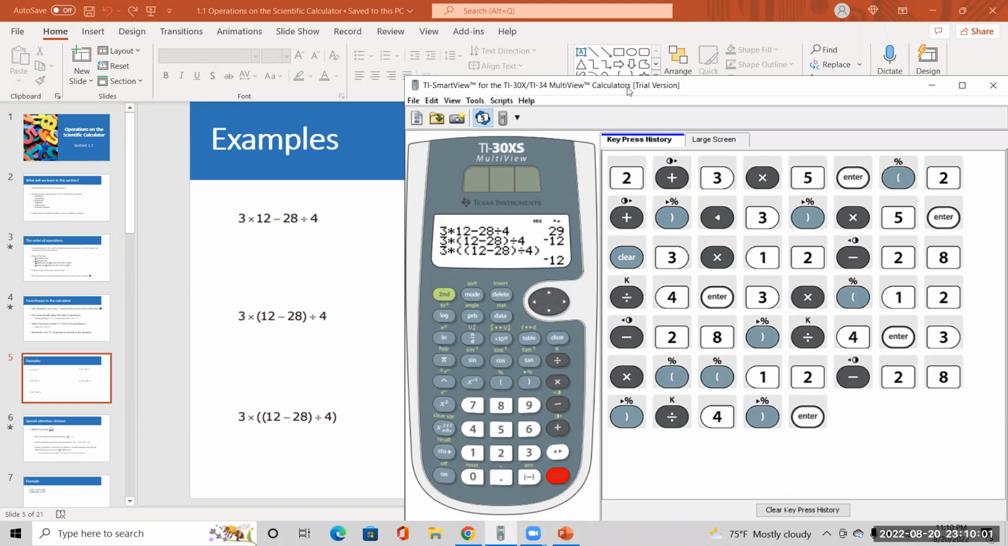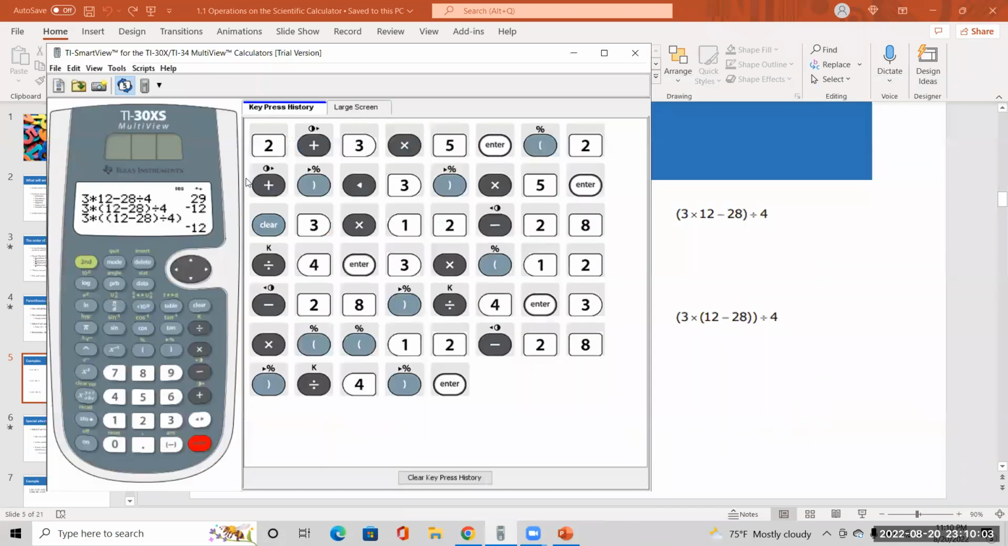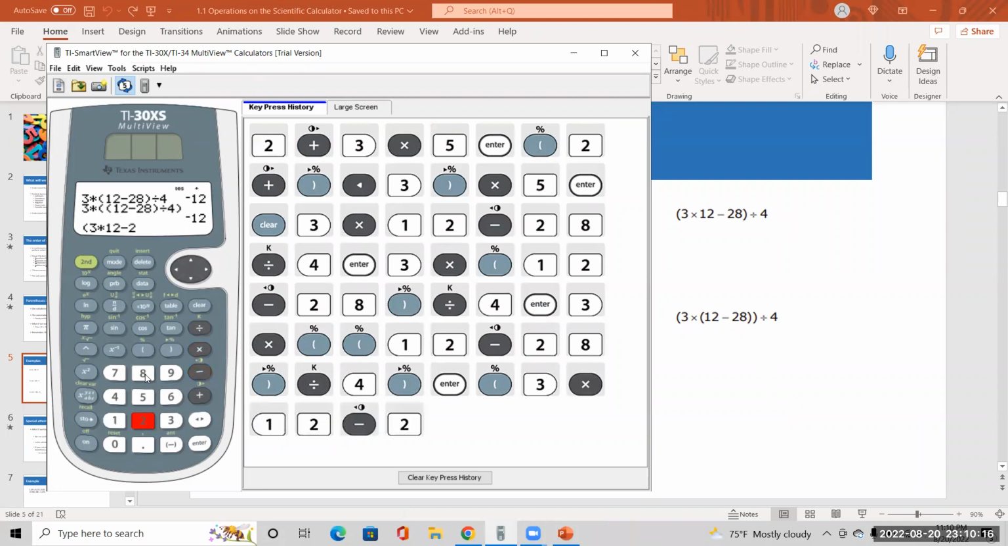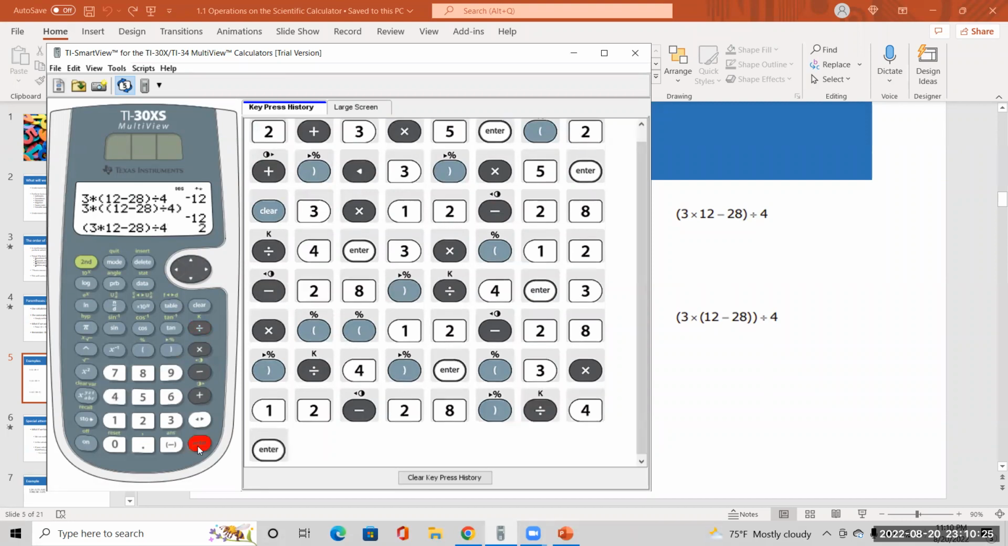For the other ones, let's see if I can make this work on this computer. Now we have everything in parentheses until the divide by 4. So we open our parentheses, say 3 times 12 minus 28. Now it's going to apply the PEMDAS in there. It's going to do 3 times 12 first and then subtract 28. Then it's going to divide by 4. That's going to give us 2.